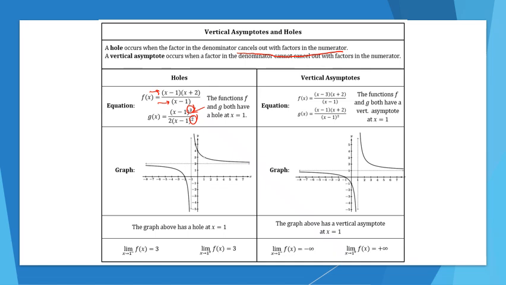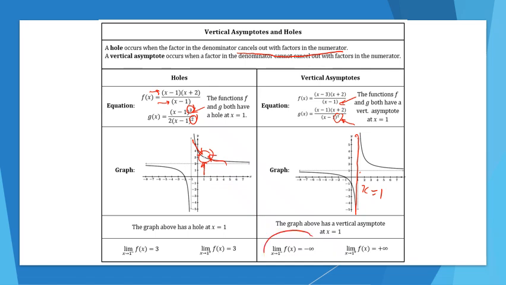But there's going to be vertical asymptotes when it is bottom heavy, because it's only in the denominator, or the multiplicity is higher in the denominator than in the numerator. Taking a look at the graphs, this is what a hole looks like at x equals 1, and this is what a vertical asymptote looks like at x equals 1. Right? So there's both of those, and then the two limit statements. The limit as x approaches 1 from the left-hand side is 3, and same from the right-hand side, it's 3.